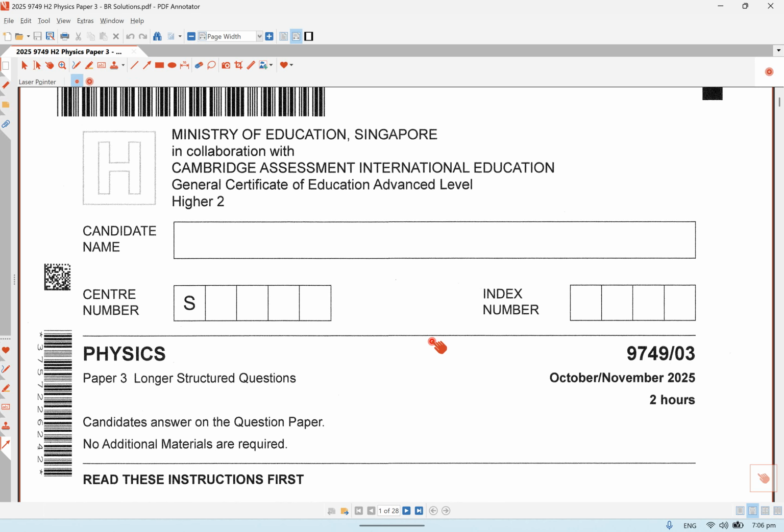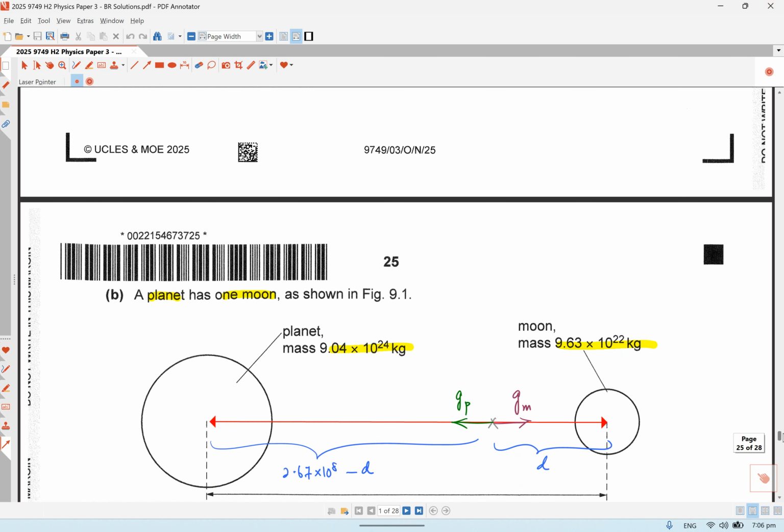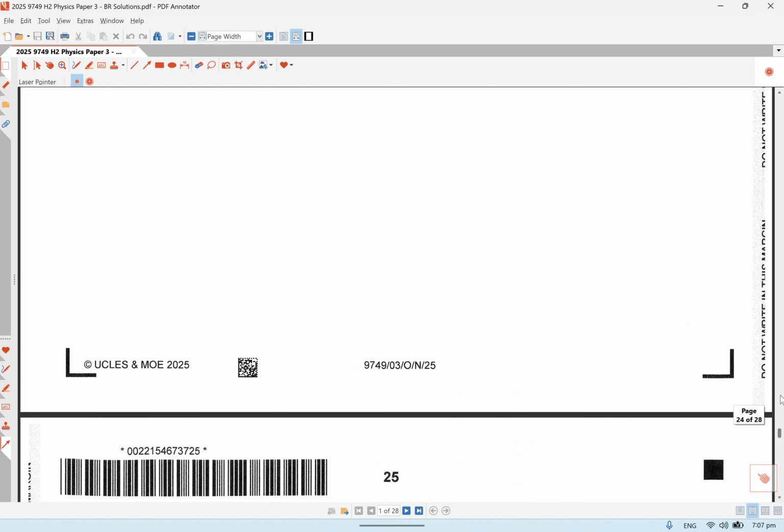My name is BAARATH. So we're going to go through the either or question in the November 2025 paper 3. Okay, let's look at question number 8.